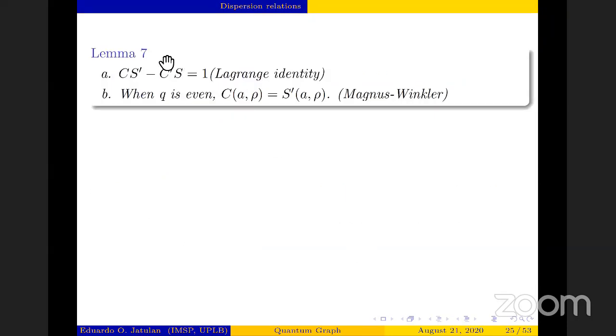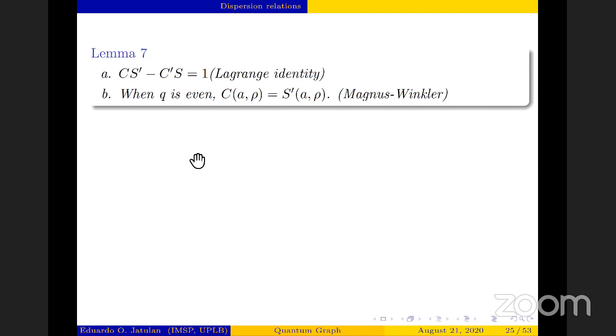Now if we assume that our potential is even, then we can come up with this Lagrange identity: CS' minus C'S is equal to 1. Of course, this also holds when Q is not even. And when Q is even, then we know that C and S' are equal.